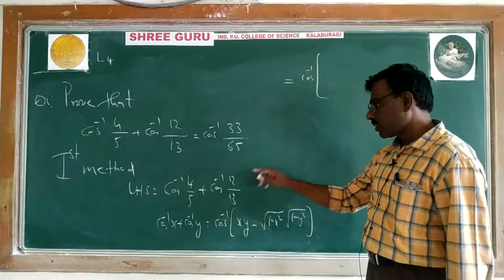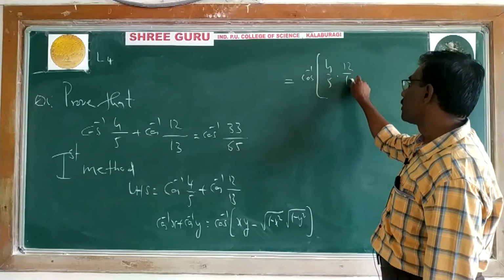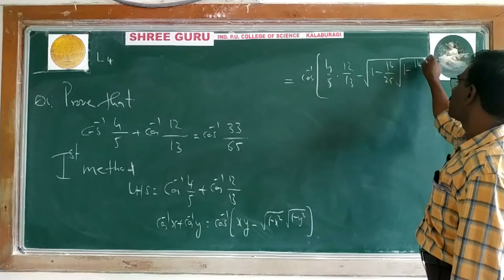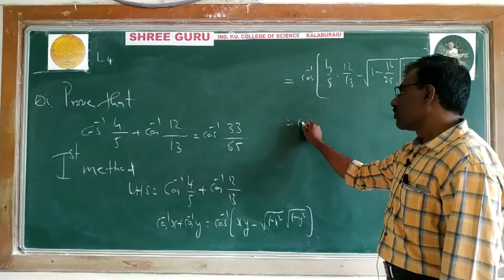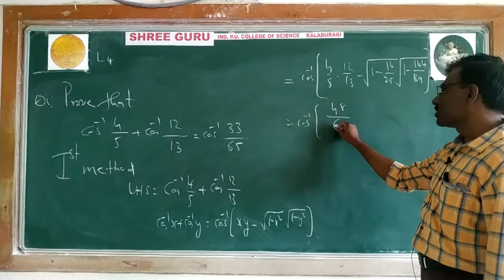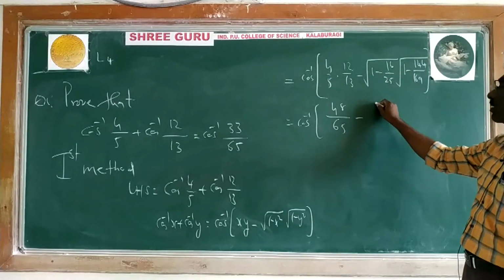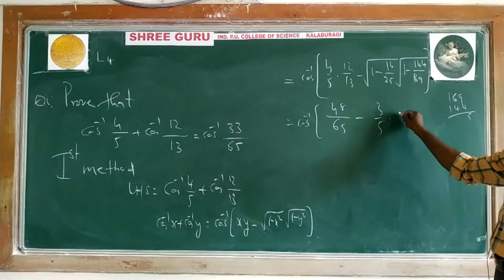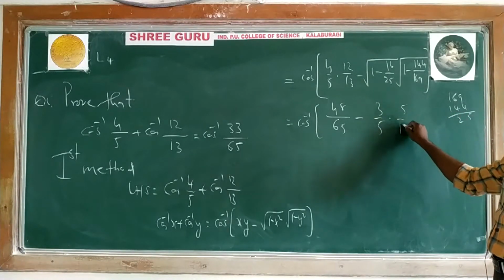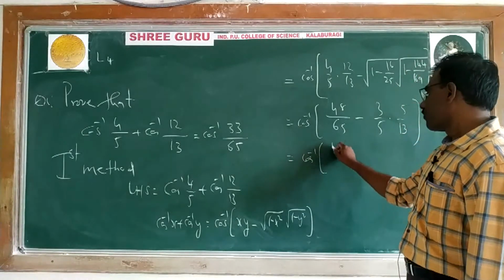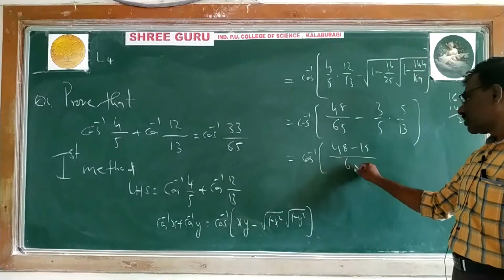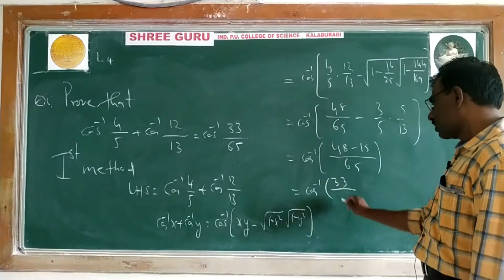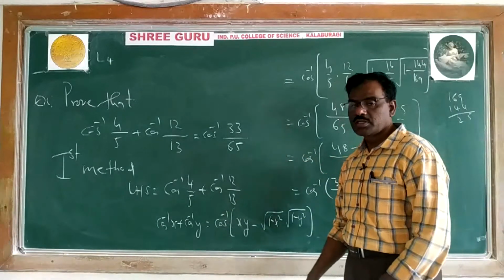Substituting: cos inverse of xy, 4 by 5 into 12 by 13, minus root 1 minus 16 by 25 into root 1 minus 144 by 169, equal to cos inverse of 48 by 65 minus. 25 minus 16 is 9, so 3 by 5; 169 minus 144 is 25, so 5 by 13. So it is cos inverse of 48 minus 15 divided by 65, which is 33 divided by 65. So you got cos inverse of 33 by 65.